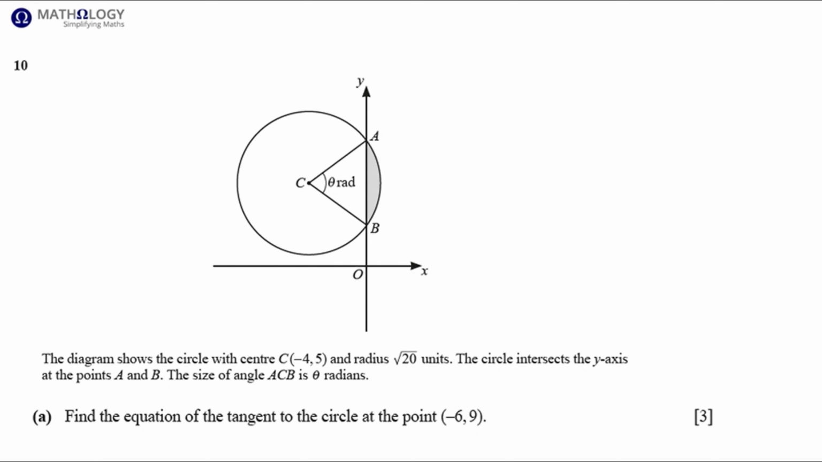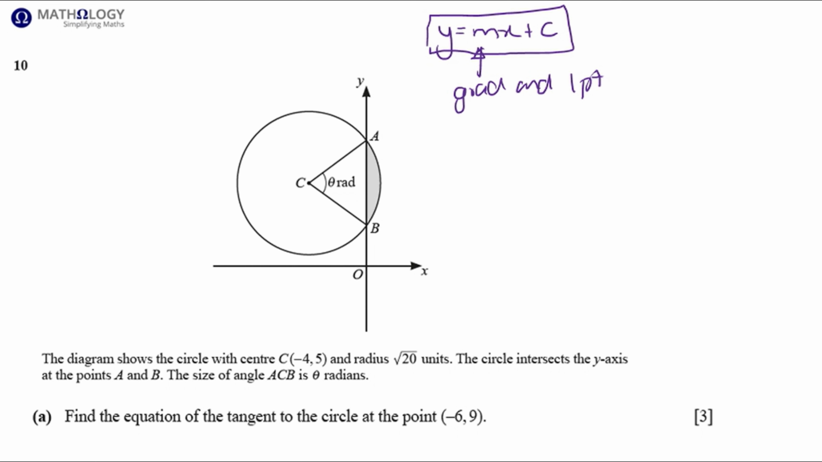Okay, so firstly, a tangent is a straight line. And to find the equation of a straight line, we need to know the gradient of that line and one point that lies on the line. So we are actually given the point (minus 6, 9). So all we need to do now is find the gradient of the tangent, and we can find the equation of the tangent.